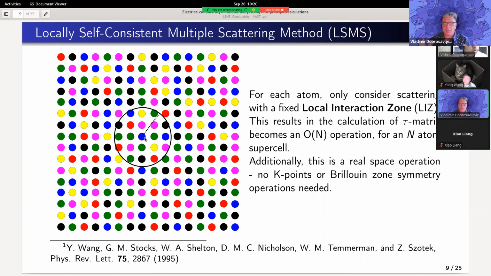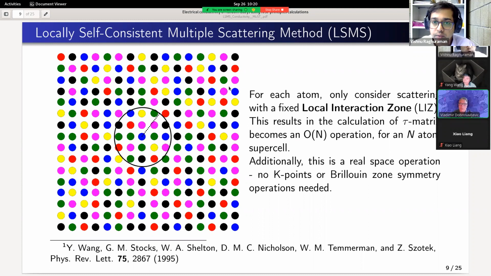Yeah. So in some sense, this is like assuming that... but doesn't it have periodic boundary conditions, or just open boundary conditions? In the LIZ calculation, it certainly has periodic boundary conditions.